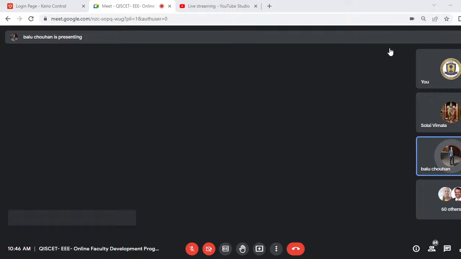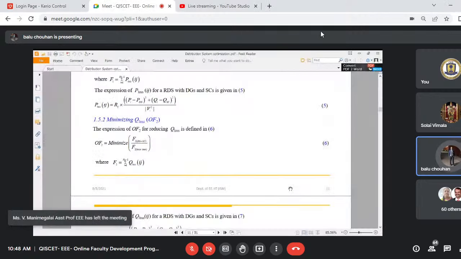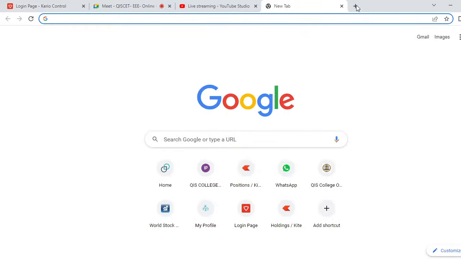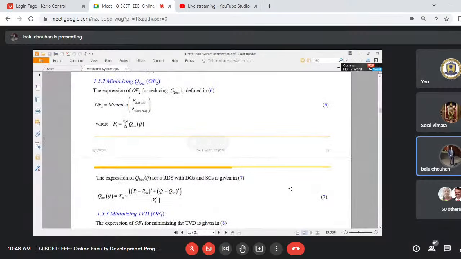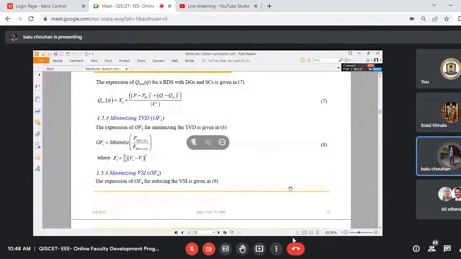Now, what are these four objective functions? The first objective is to minimize the loss of the system, and that is expressed by equation 4. Then the second objective is the minimization of the Q loss, that is, the reactive power loss. That part is to be minimized, and it is defined in equation 6.